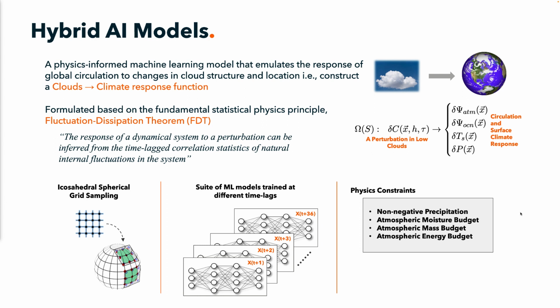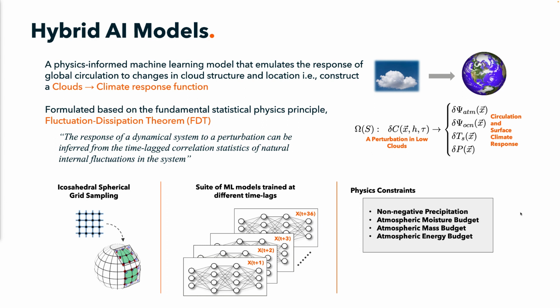For example, we train it for a 1-month lag duration, for 2 months, and consequently up till 36 months. So using the principles of FDT to predict the long-term climate projections from these models, we essentially do an integration of these different machine learning models to come up with the eventual effect on climate for the change in cloud radiative properties.